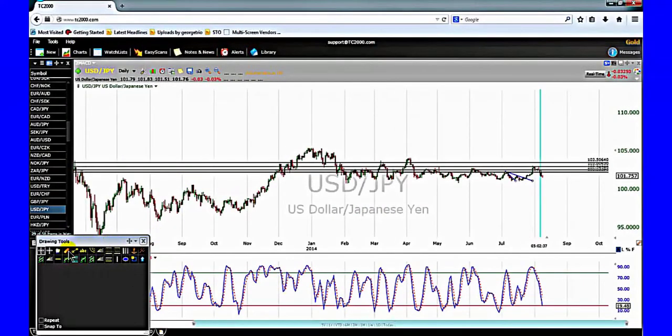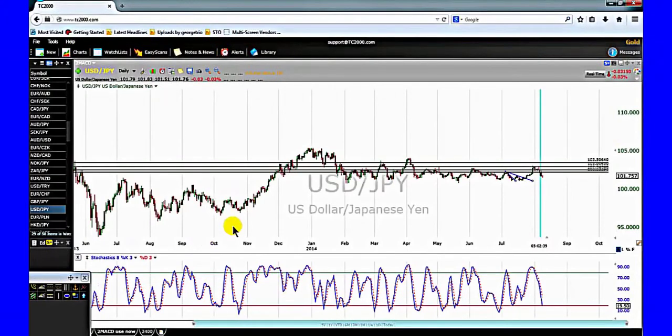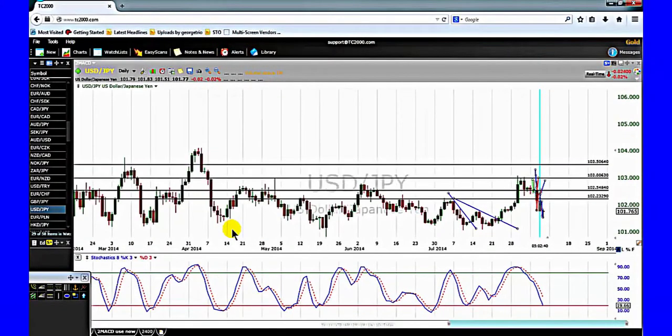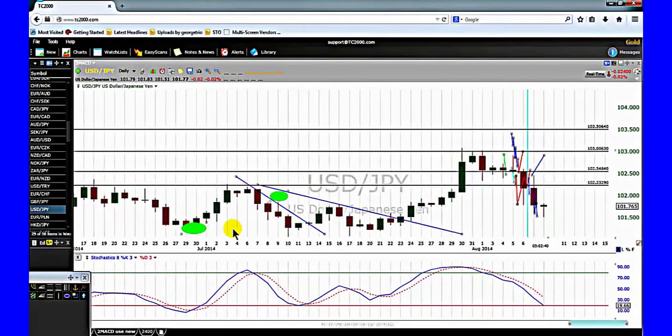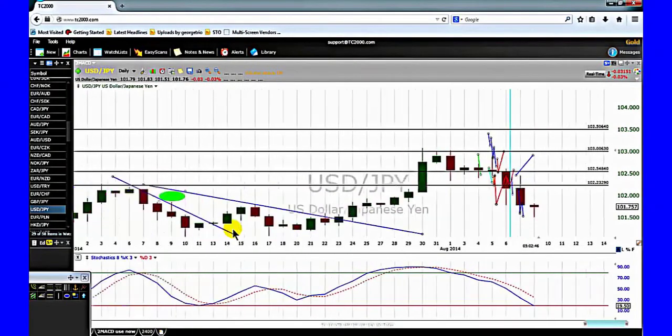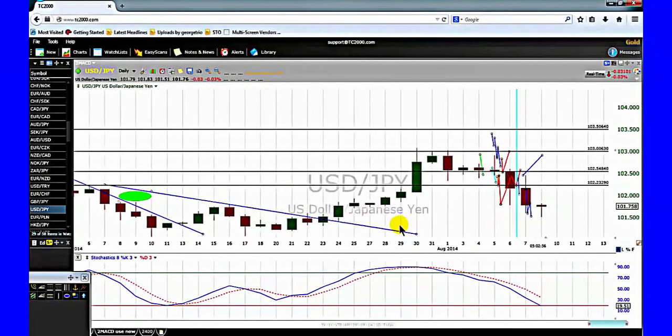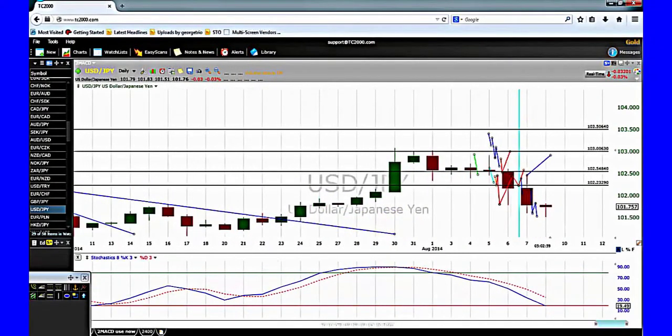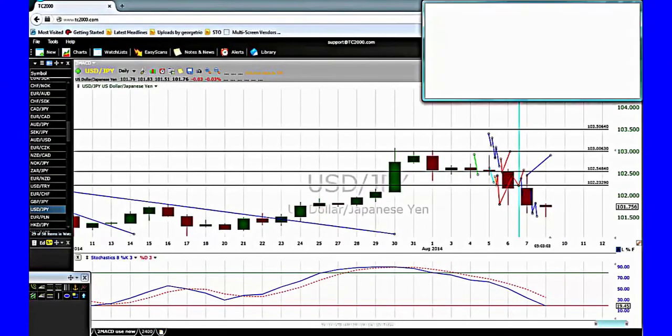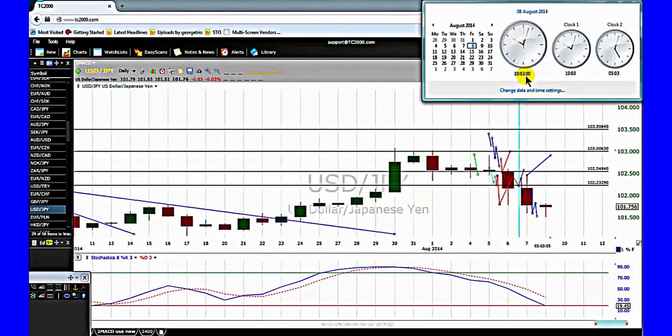In fact, last weekend, I posted on our Facebook page and also on our Google Plus page a very beautiful slow stochastic pattern right here. And I was telling traders that this pair has a high chance to go down. And this is what has happened this week. Today is Friday, the 8th of August 2014, and the time in London is 2 minutes past 10.